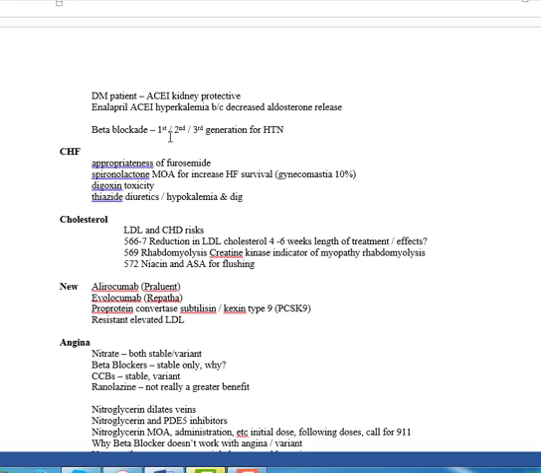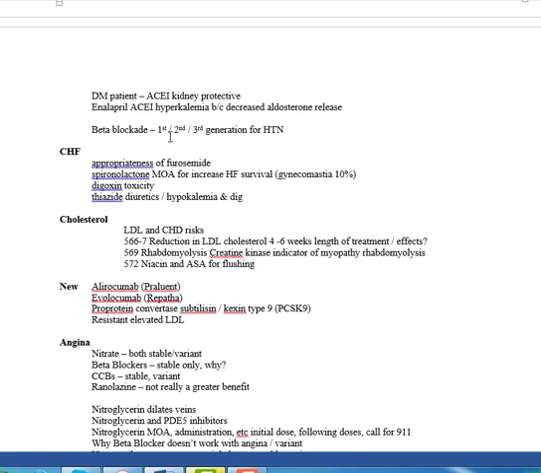So again, we want to be very aware of what's going on with the potassium and sodium exchange at the kidney. Beta blockade, so know the first, second, third generation beta blockers. First generation is going to be beta 1 and beta 2. So they really don't want to give that with an asthmatic.